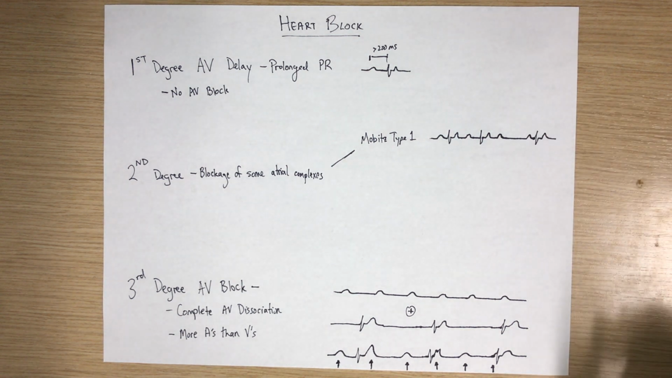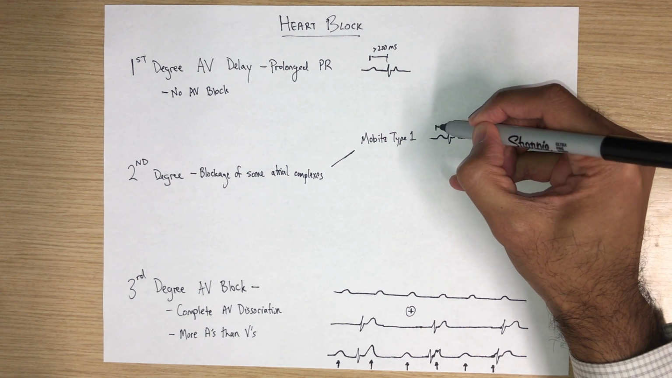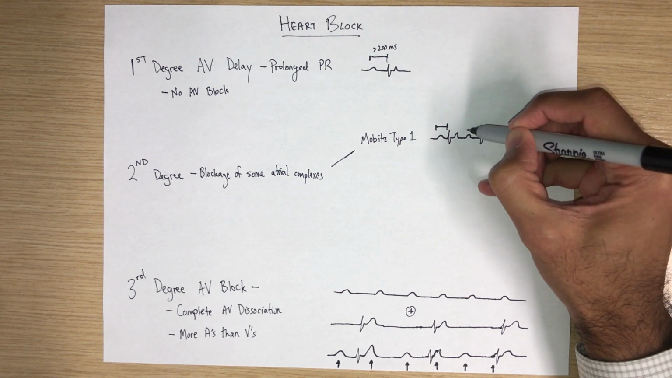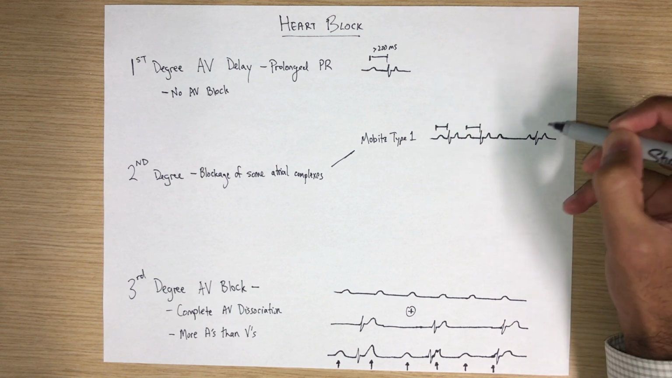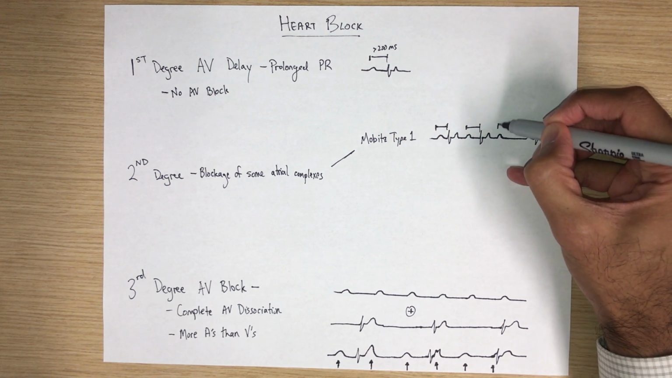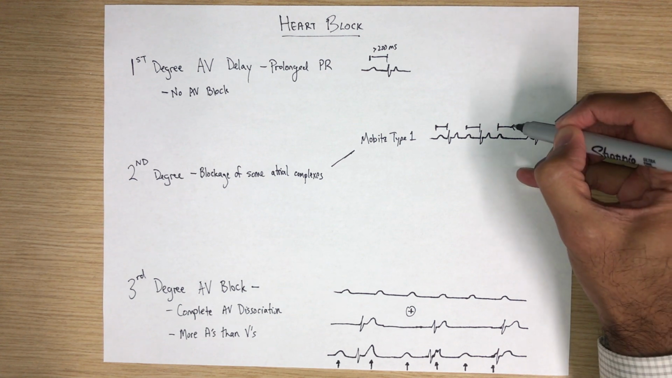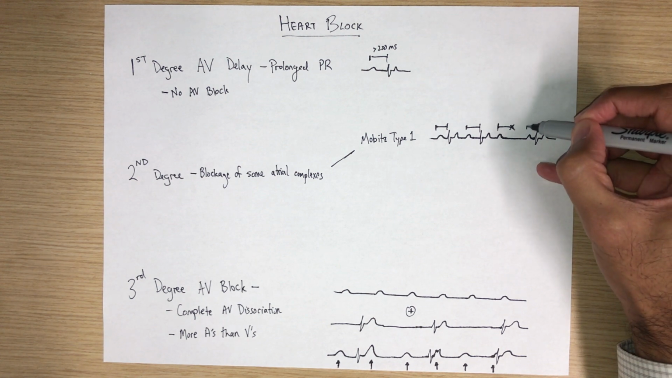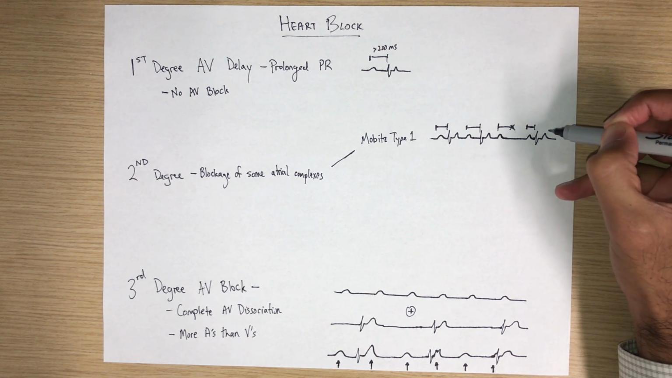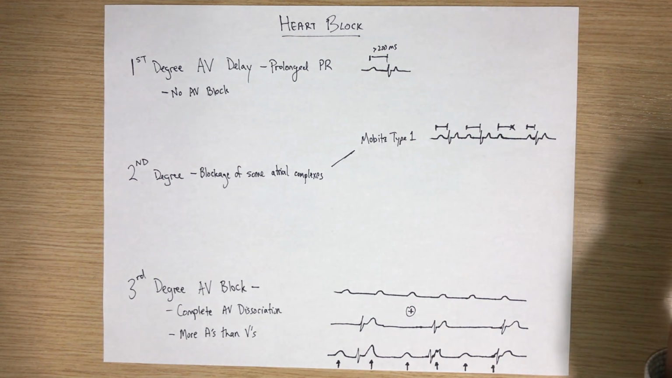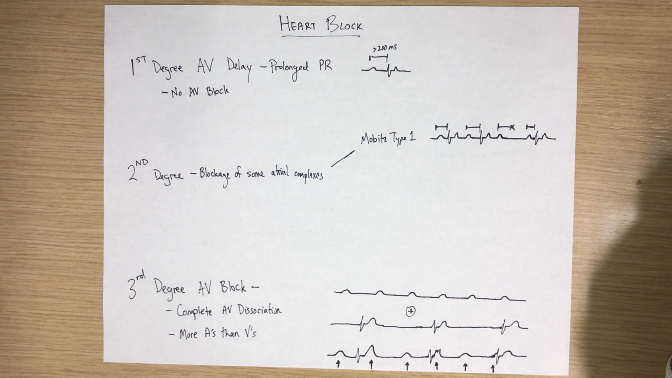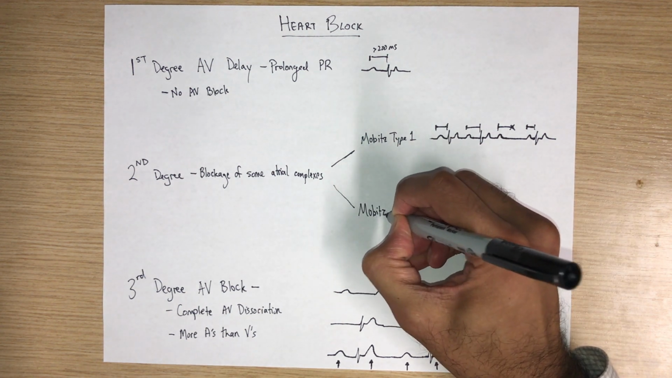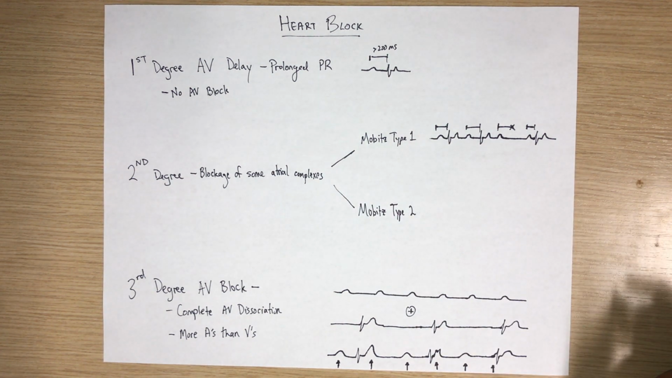As you can see in this case, the PR interval starts relatively normal, then gets longer, and then this P wave gets blocked. After the block, the PR interval resets and goes back to being relatively small. The other type of second degree AV block is Mobitz type 2. In Mobitz type 2, the PR interval of each beat is fixed, and randomly a QRS or more will drop out.